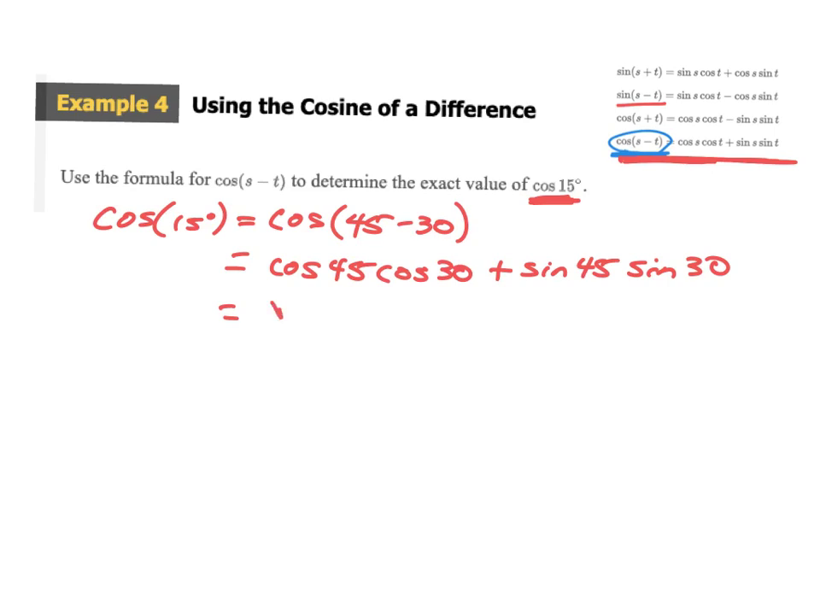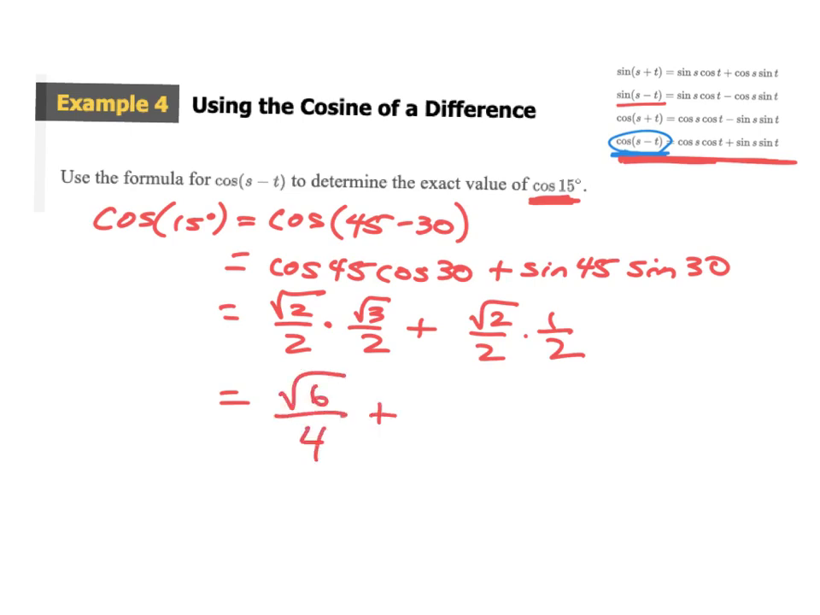All right, so cosine of 45 is root 2 over 2. The cosine of 30 is root 3 over 2. Plus the sine of 45 is root 2 over 2 times the sine of 30, which is 1/2. Simplifying, when you multiply these roots, you can just write that as root 2 times 3, which is the square root of 6 over 4, plus the square root of 2 over 4. So then the final answer is the square root of 6 plus the square root of 2 all over 4.